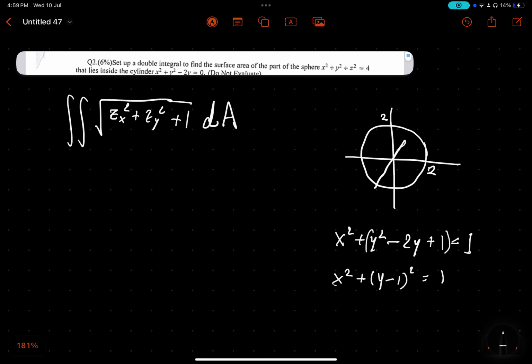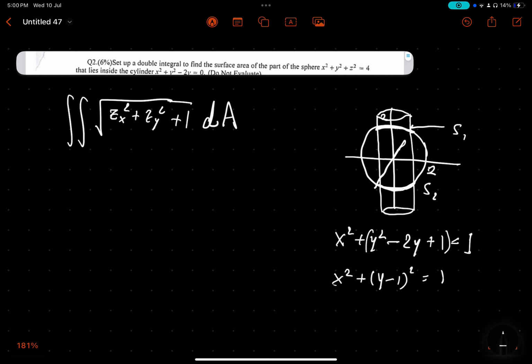And now this is our cylinder. So the radius of the cylinder is just 1. So that's our cylinder. Okay. And so he wants to find the surface area of the part of the sphere that lies inside the cylinder. So he wants this part, this one, and also the other part here. So I think it's going to be the same.